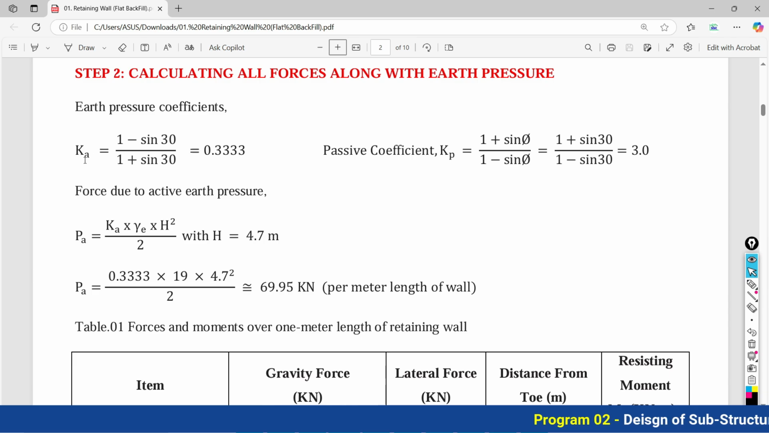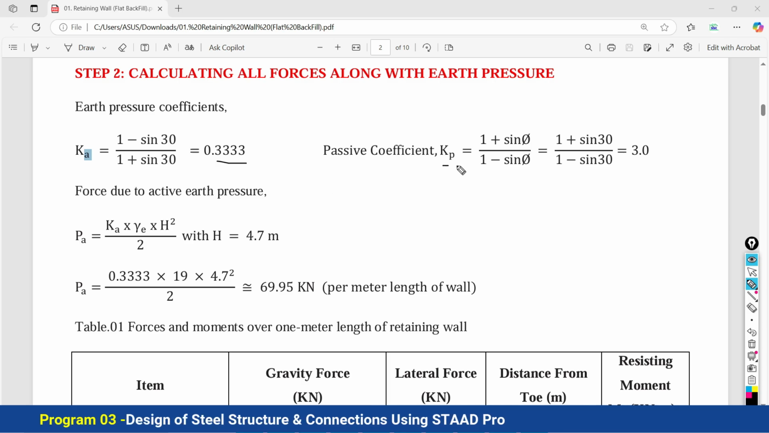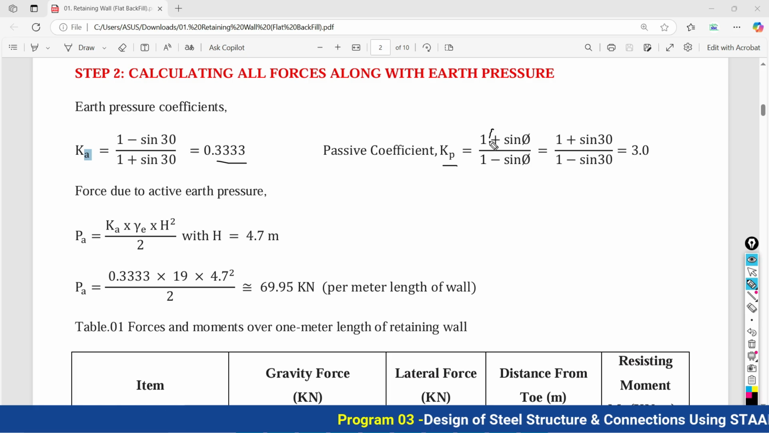So the earth pressure coefficient Ka, the active earth pressure coefficient, is (1 minus sine 30) divided by (1 plus sine 30). After doing this calculation we get 0.333, one-third. Passive pressure coefficient Kp, the same formula, only the sign differs: positive on the top and negative in the denominator. We get the value as 3. So we have both the pressure coefficients.